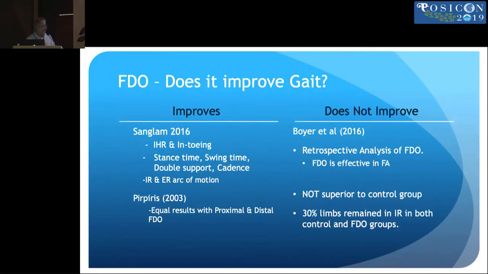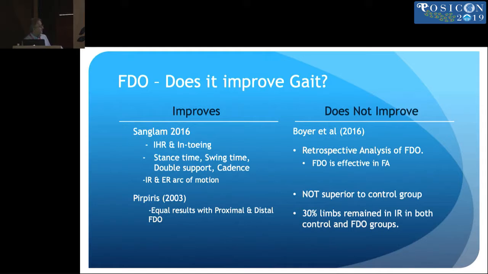Now, does it improve gait? Most of the authors seem to think so. They say yes, internal hip rotation and in-toeing do improve, and various parameters of gait improve. Internal and external rotation arc does improve. And Pirpiris said that there were equal results with both proximal and distal femoral derotation osteotomy.